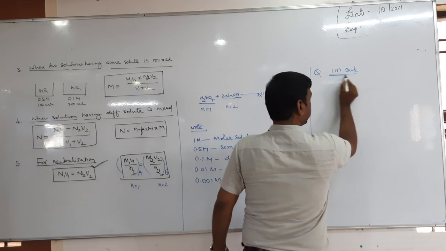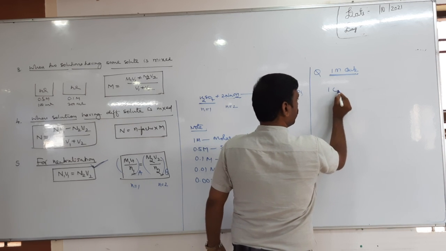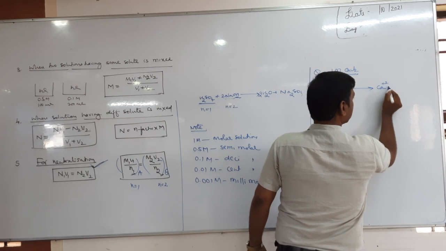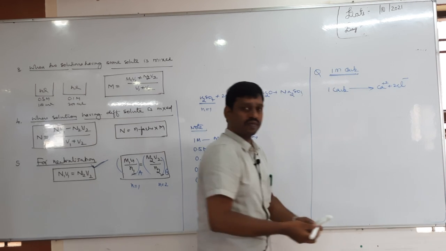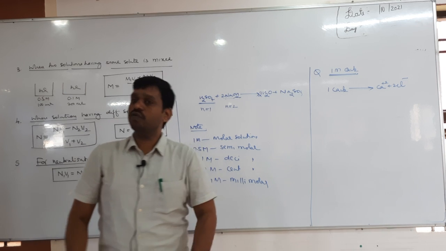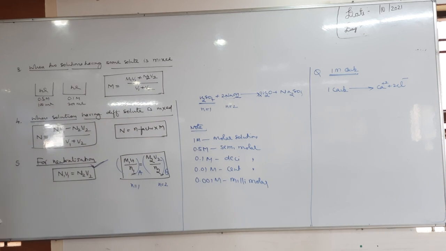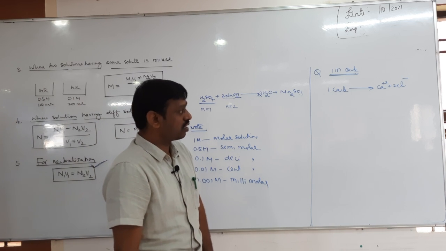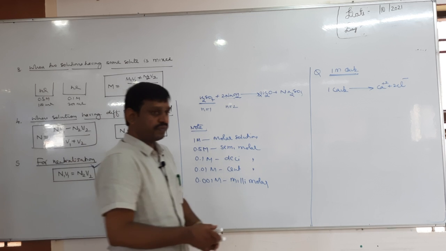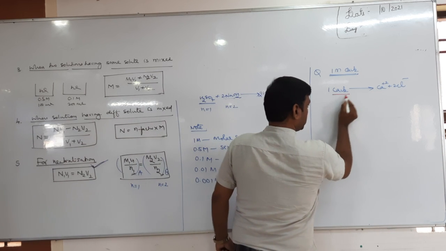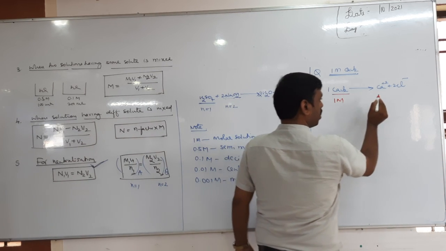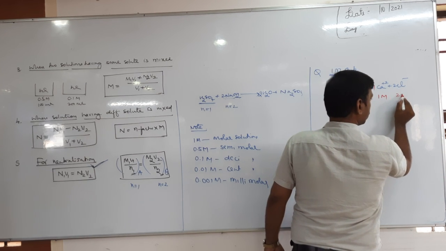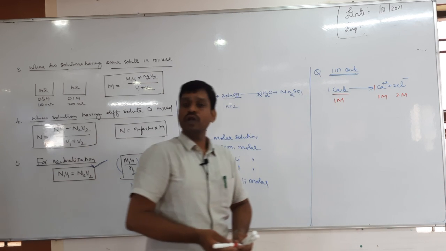If it is 1 molar calcium chloride, we know that 1 molar calcium chloride gives rise to Ca2+ plus 2Cl minus. So in a solution of 1 molar calcium chloride, how many molar Cl minus ions and how many molar Ca2+ ions does the solution contain? If it is 1 molar, this 1 mole gives 1 mole, so 1 molar. It gives 2 mole, so 2 molar. The solution contains 2 molar Cl minus ion.